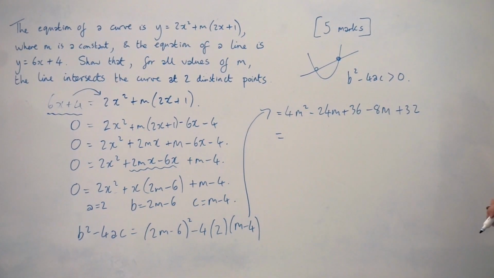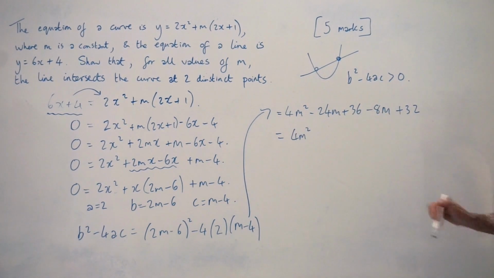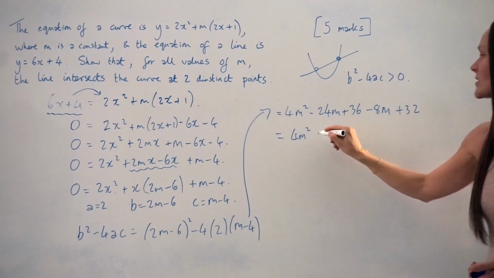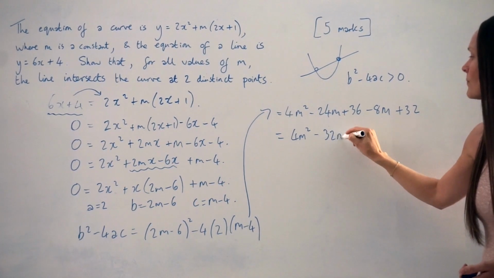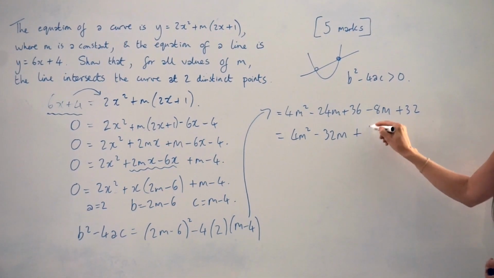So now I can simplify. There's only one m squared term, so that part stays the same here. Negative 24m, take away another 8m is going to be negative 32m. And then if I add 36 to 32, I get 60m.